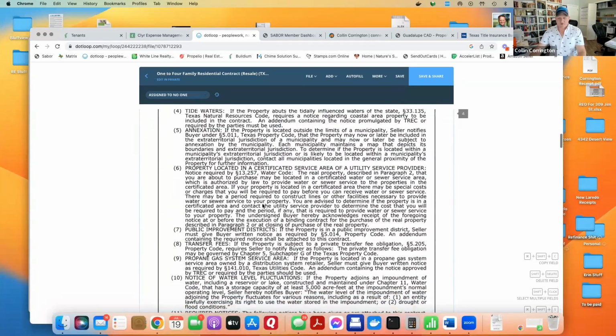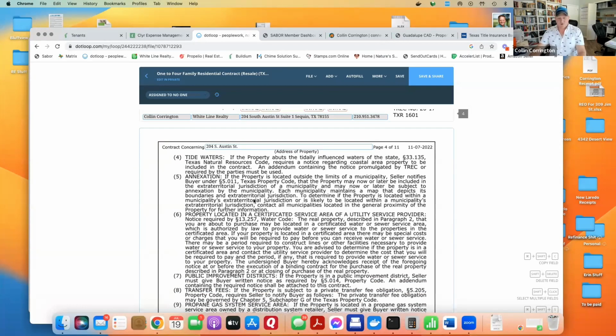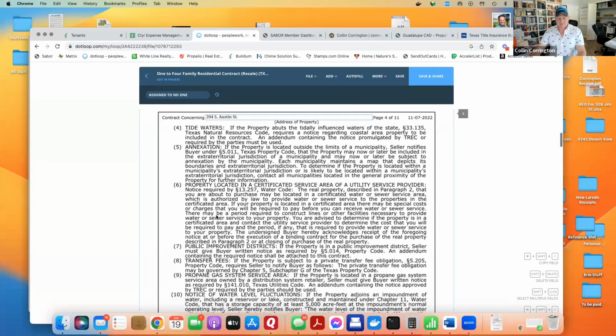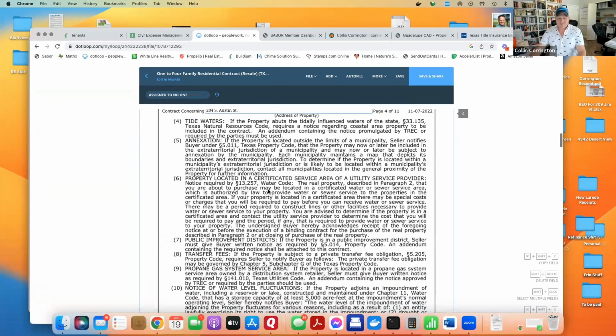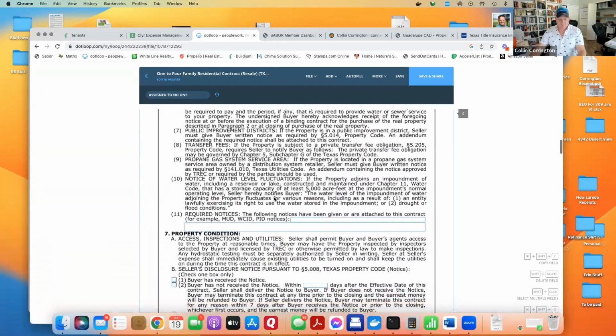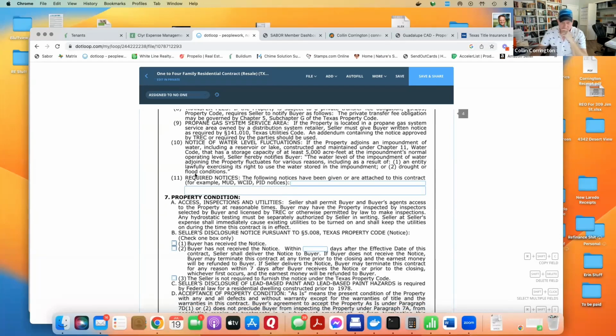Beautiful, onward, page 4. This is gonna go faster now. Page 4, Tidewater. Don't worry about it, unless you can read through this, but obviously we can't change anything, right? Most of this stuff just says, if it happens to be here, you gotta fill out the form. That's what it says, over and over and over again. If you know there's propane gas in the area, read this, guys. I'm not gonna go through it all though.